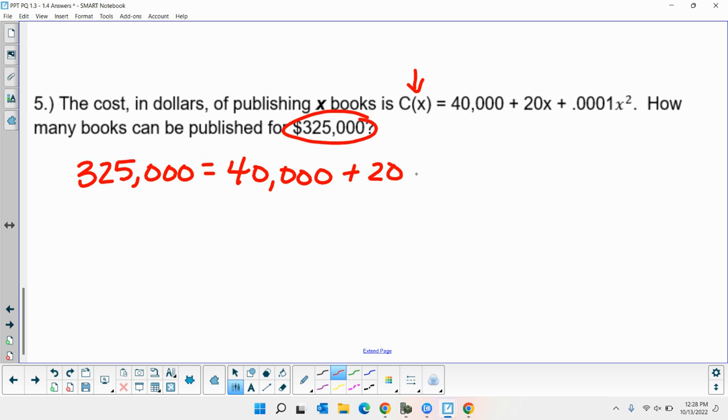Well, how do we start solving a quadratic equation? Just like the first four before. Got to equal what? 0. So you have to move the 325 over. So you subtract it over.